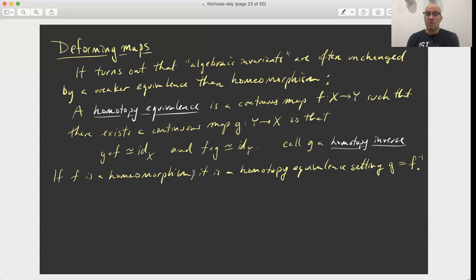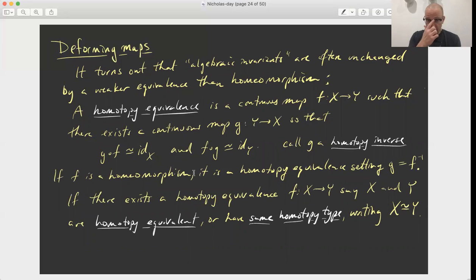As an example, if f is a homeomorphism, then it's a homotopy equivalence. You just let the homotopy inverse be the actual inverse. If there exists a homotopy equivalence between X and Y, then we say that X and Y are homotopy equivalent, or we might sometimes say that they have the same homotopy type. And the notation is similar to the notation for homotopic maps. If you see X and Y with this squiggle-bar symbol, that doesn't mean X and Y are homotopic. That doesn't make sense because homotopy is a property of maps. What makes sense here is to say that they're homotopy equivalent, or they have the same homotopy type.